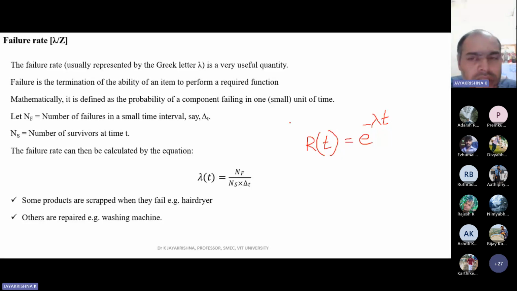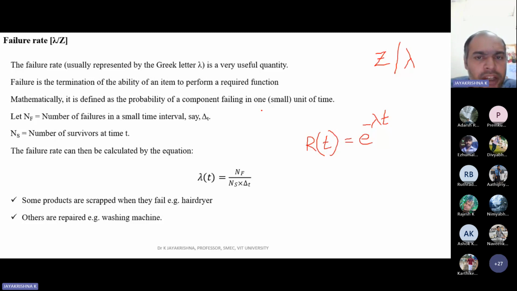Now this failure rate is represented by the Greek letter lambda, or we can also use the letter z. Okay, so we can use z or lambda. So this both denotes the failure rate.